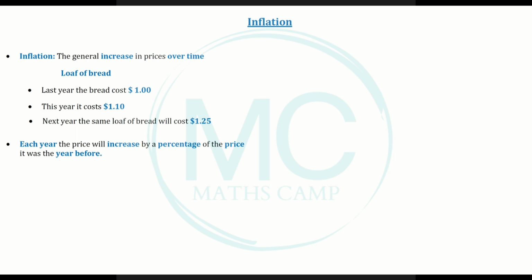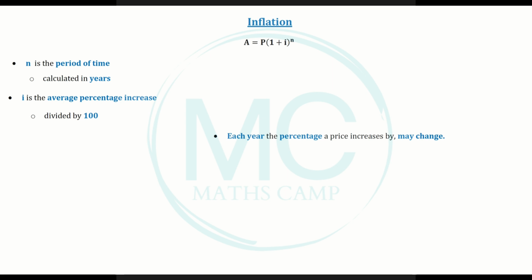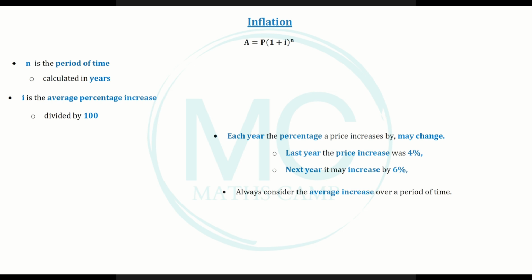So, when working with inflation, we can use the formula for compound interest. Here, N takes on the period of time we are considering, always calculated in years. I is the average percentage increase, and we always calculate this as a percentage over 100. But please be careful. Each year, the percentage a price increases by may change. So if last year the price increased by 4%, it may increase by 6% next year. So we need to consider the average increase over a period of time.